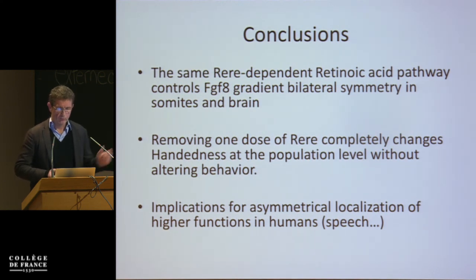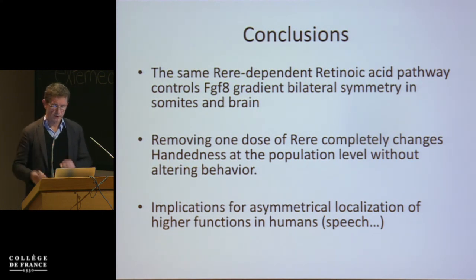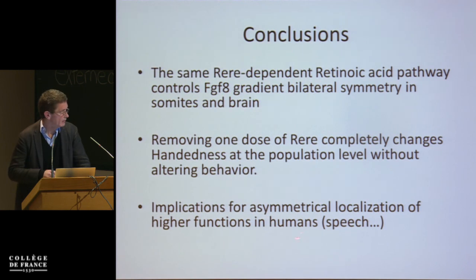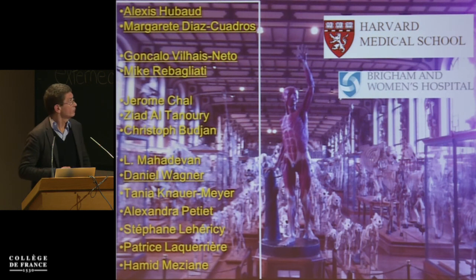And also, I want to reemphasize the fact that removing one single dose of this gene can completely alter the behavior of the population, not the individuals, the population, which become essentially right-handed. And I think this might definitely be relevant for human populations and the localization of higher functions like speech. And so I just want to stop here.